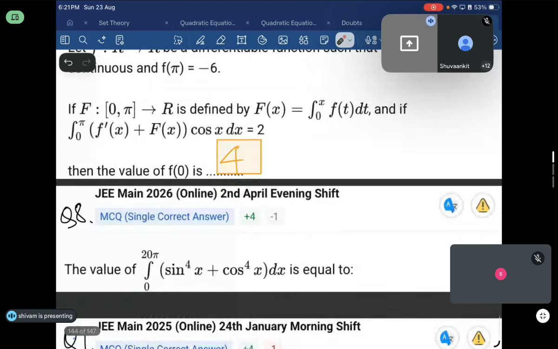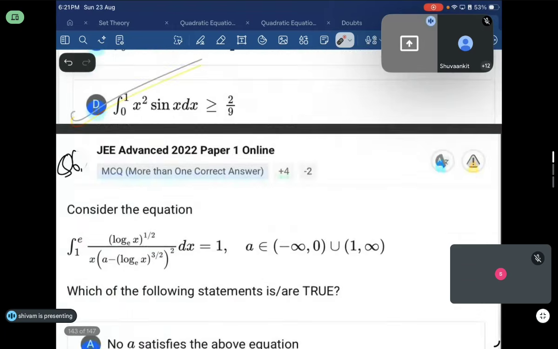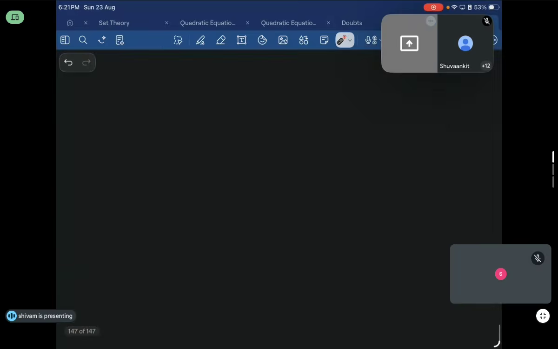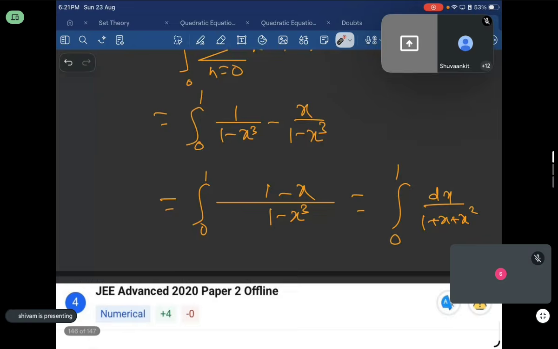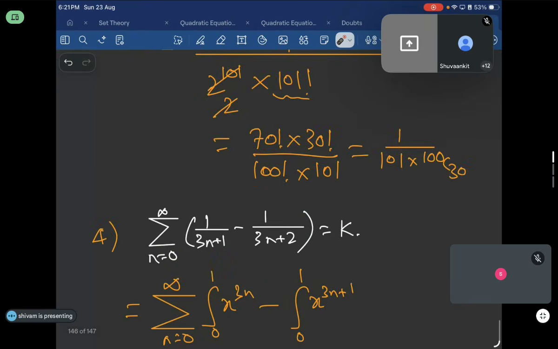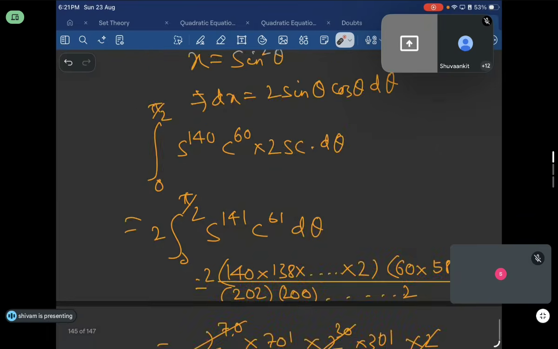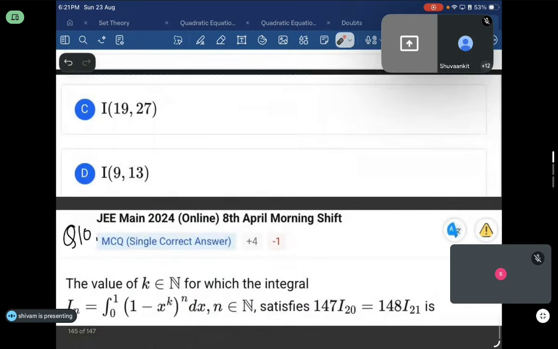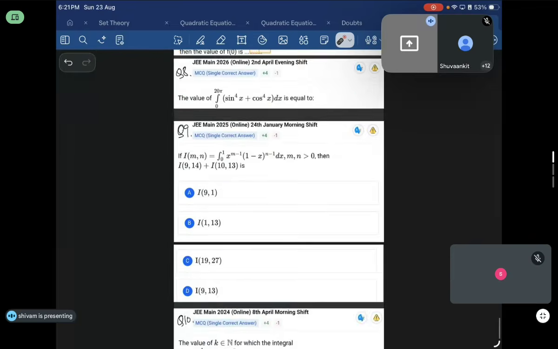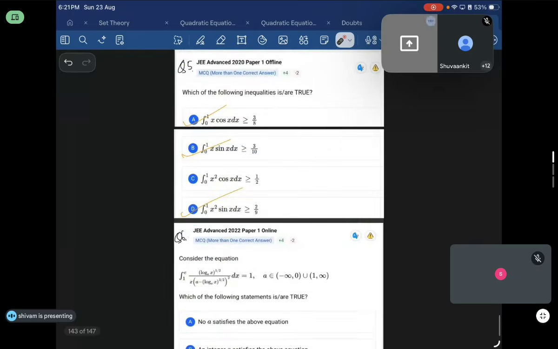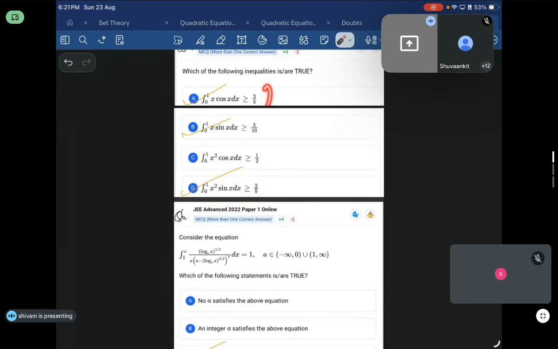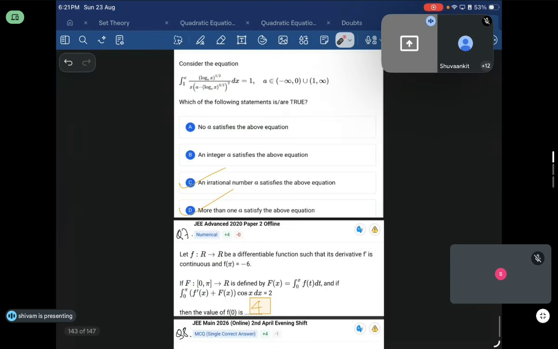Okay, this came in Advanced 2020. See, whatever problems I gave from Advanced, these are easy only this time. Miscellaneous questions? Yes. Actually, I gave this problem because I didn't discuss that kind of estimation where you have to expand using sin x and cos x. So that's why I gave this question. Okay. So people should understand that estimation can also be done using Taylor series.